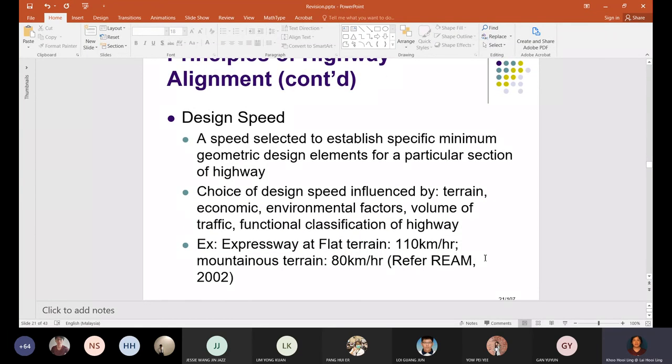Another thing that we need to have is the design speed. Design speed is the speed that we select to establish specific minimum geometry.